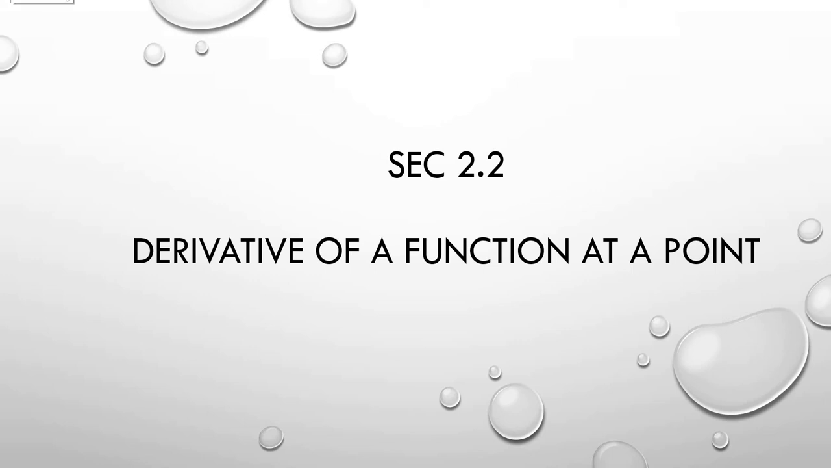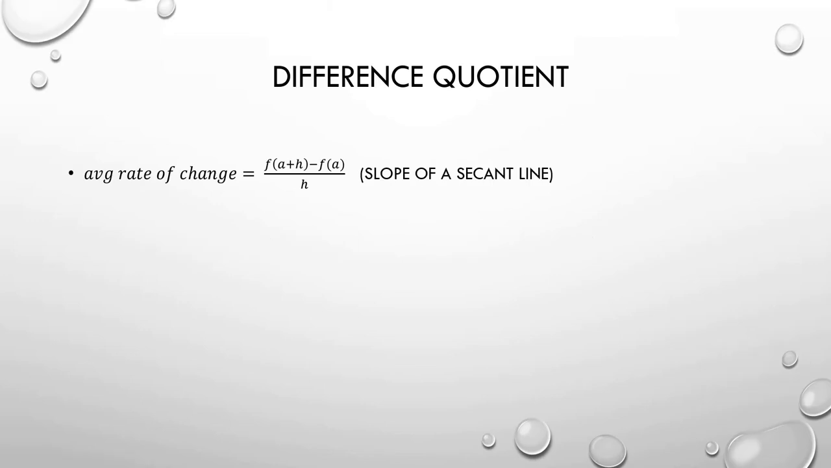Section 2.2 is derivative of a function at a point. We'll talk about what derivative means in just a minute. So the difference quotient, or what we're used to calling the slope formula, or our average rate of change that we talked about in the last section, is f of a plus h minus f of a over h, and that's just delta y over delta x.